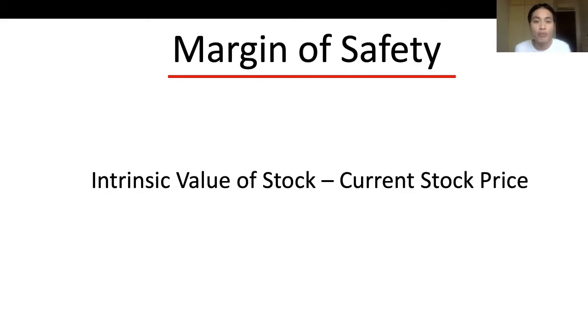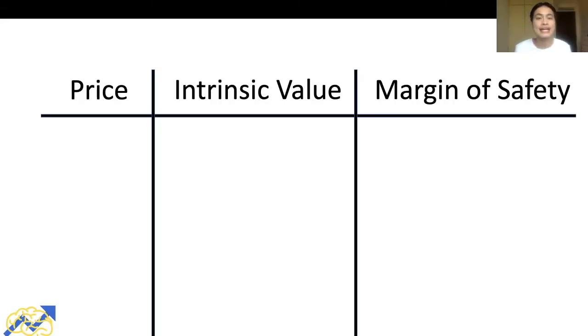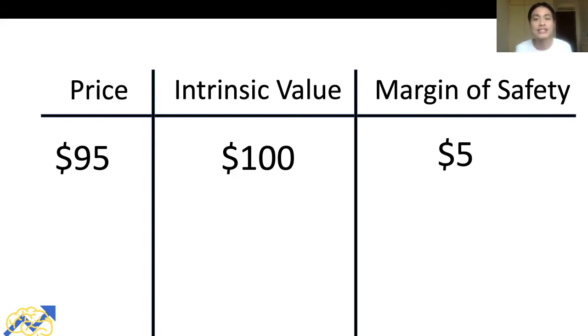Now that we know the formula to calculate the margin of safety, let's take a look at some examples and calculate the margin of safety for these examples. Okay, for the first example, let's say the current stock price is $95 and the intrinsic value of that company is $100. So what will the margin of safety be? The margin of safety will be taking the intrinsic value of a company minus its current stock price. We will take $100 minus $95. So the margin of safety is $5.